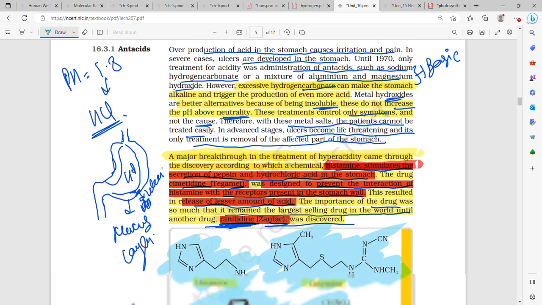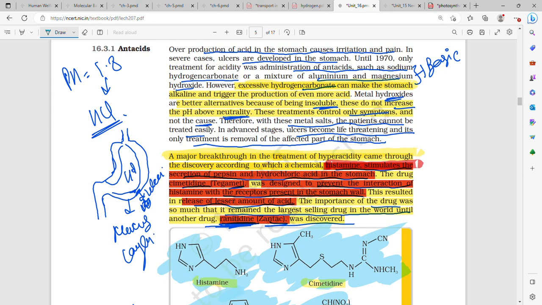Now, therapeutic action of drugs, firstly antacids. If there is overproduction of acid, it causes irritation and pain, and in severe cases the mucosal layer of our stomach can get degraded and stomach ulcers can form. Until 1970 there was only one treatment for acidity: administration of antacids such as sodium hydrogen carbonate or a mix of aluminium and magnesium hydroxide. Why? Because these are all basic, so they can lessen the acidity of the stomach, that is, they can increase the pH of the stomach.